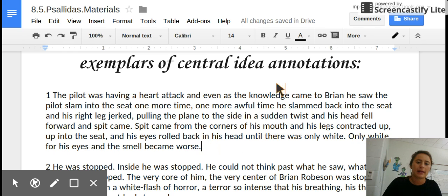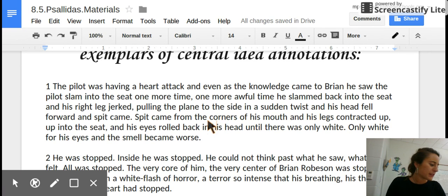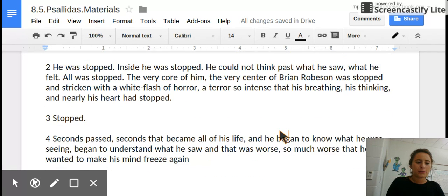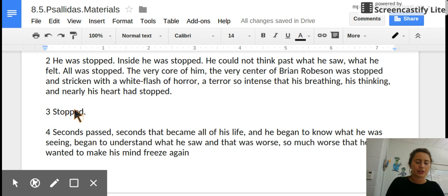So if you look at your paper, it's not here on my screen, at this excerpt from chapter 1, you'll see that the person annotated in this paragraph, the pilot is having a heart attack. Okay, it's easier to go back and find just a one-sentence summary of what it is. But as you look through paragraphs 2 and 4, even just looking at them, it would be sort of silly if you look at paragraph 3.